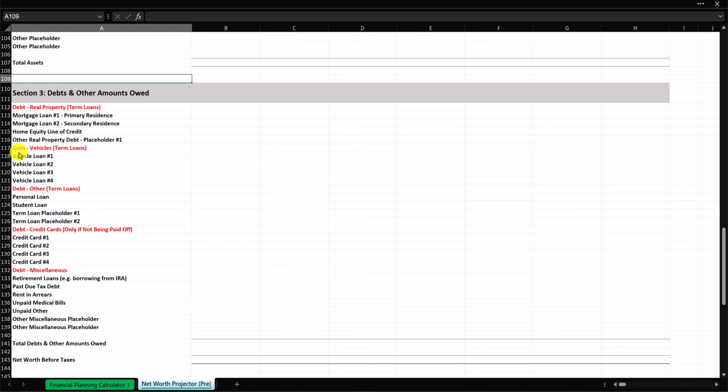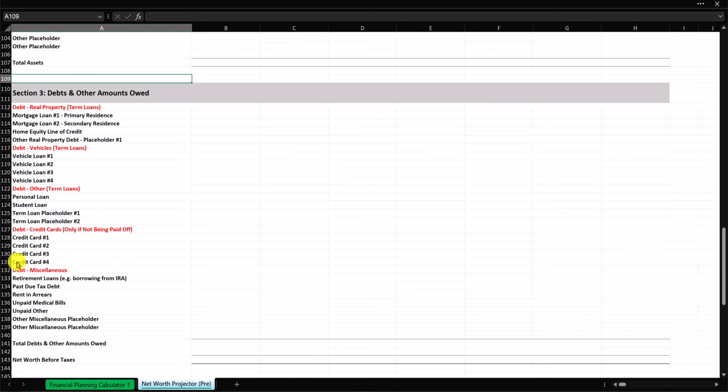We could have various kinds of vehicle loans right here. We could have personal loans, student loans, other types of term loans. Now, I did put a place here for credit card debt or other kinds of revolving debt, and I would envision that this would only be used if you had an accumulating balance on revolving debt. And obviously, having accumulating debt in this category right here certainly can be very detrimental to your financial future. So we're going to talk in more detail about this specific item later on in the program. But for now, I've just put some placeholder rows here in case we need them.